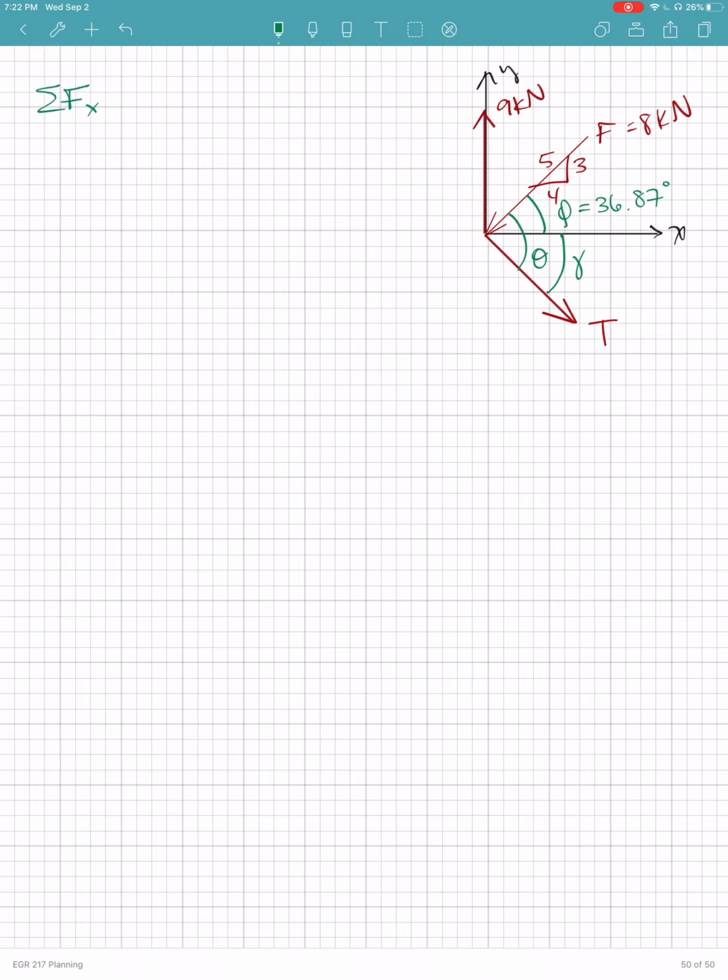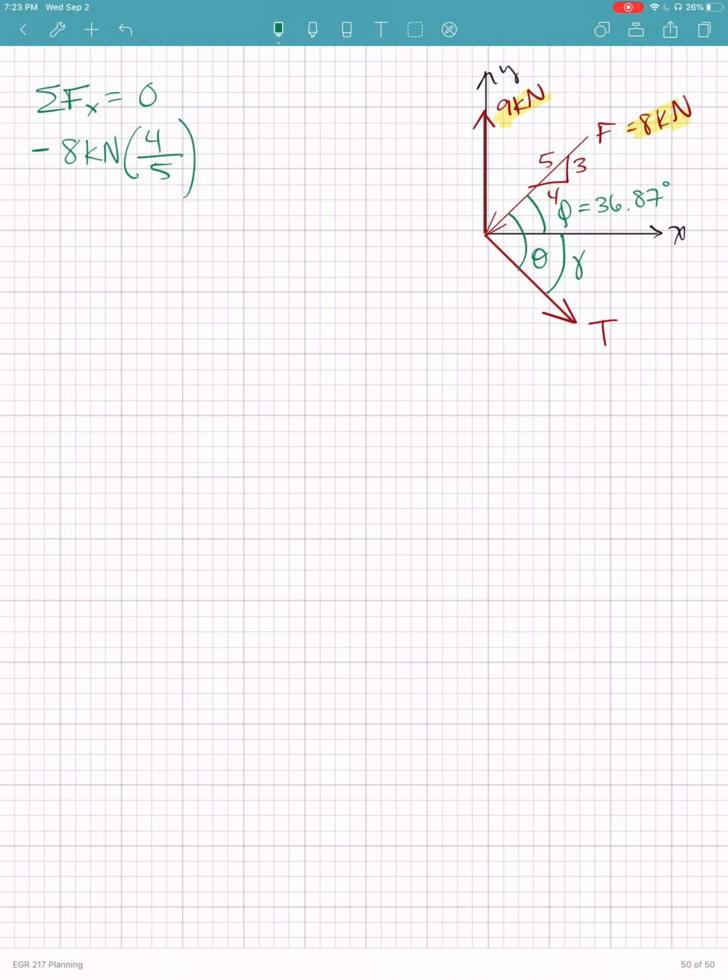The sum of the forces in the X direction equals 0. We'll start and just make sure we hit all of the forces. We have that 9 kilonewton force. That one's all in the Y direction, so it doesn't have anything in the X direction. Then we have that 8 kilonewton force. That does have something in the X direction. It's pointing to the left, so it's going to be negative because positive X is going to the right. So it's negative 8 kilonewtons, and then we can use those common triangles, times 4 over 5.